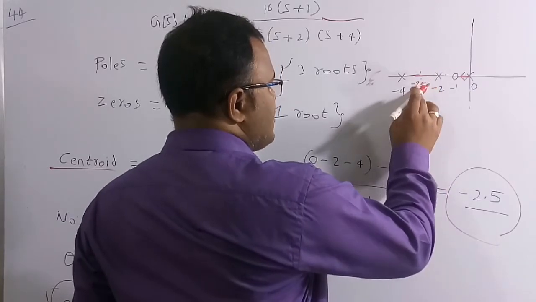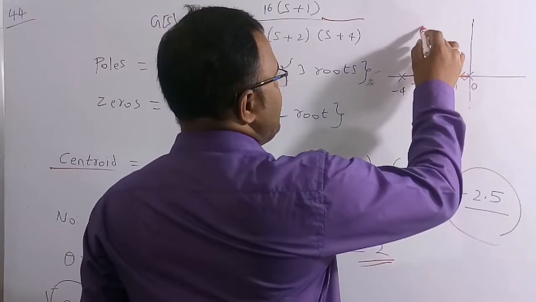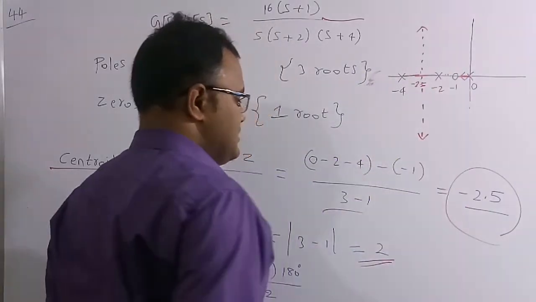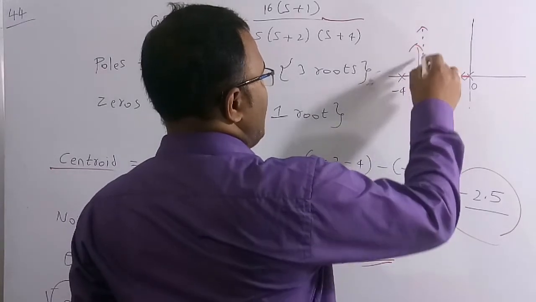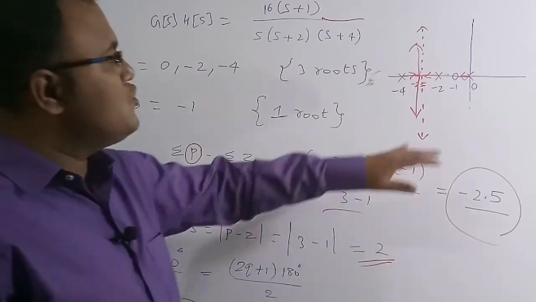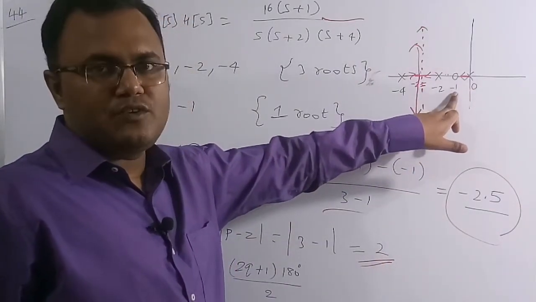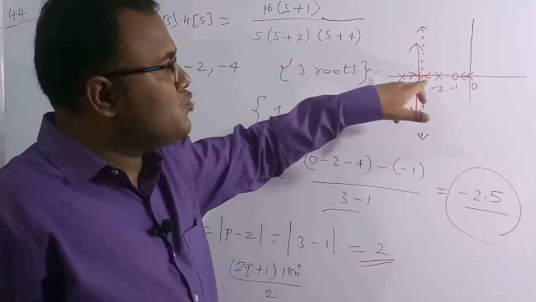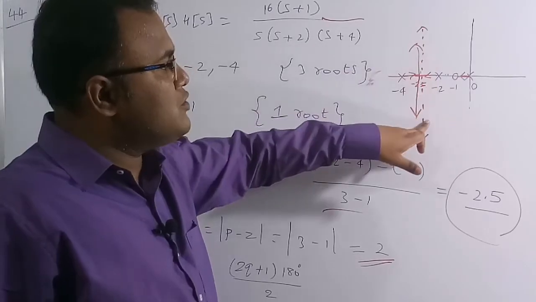So at the centroid minus 2.5 we are going to draw a straight line. This is at 90 degrees and this is at minus 270 degrees. So these root loci are going to come and intersect each other and go to infinity. So this is the root locus diagram. The pole at 0 is going to terminate at the zero at minus 1, and the remaining two poles are going to go to infinity along the directions of 90 degrees and 270 degrees.